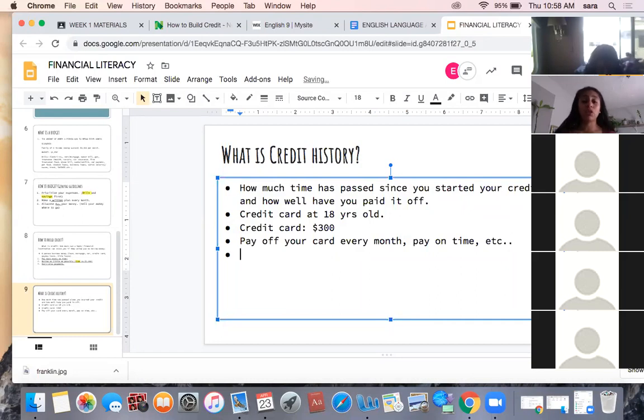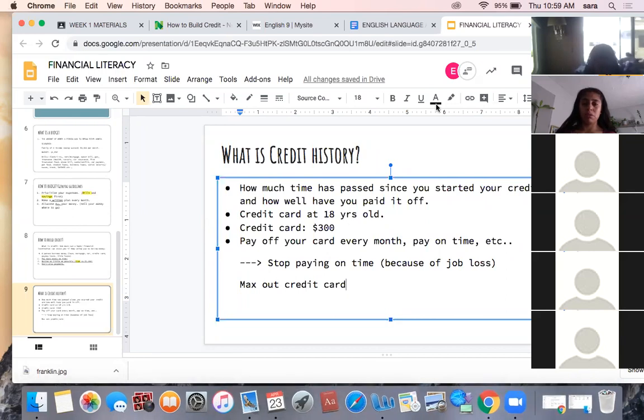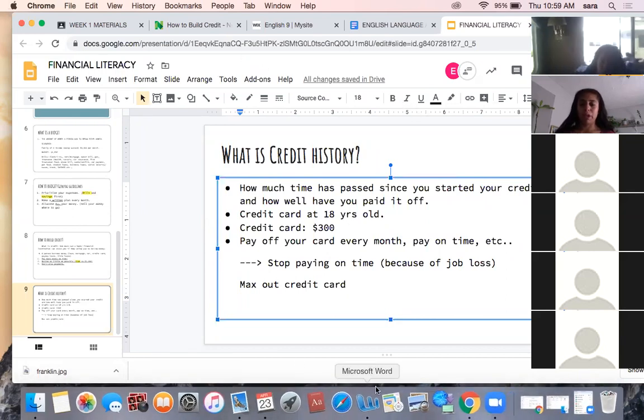But then you lose your job, right? You don't have any more job, and then so this is like a little scenario where you then stop paying on time because of job loss. And then you max out the credit card. And what happens as a result, so this is kind of when everything went south, right?